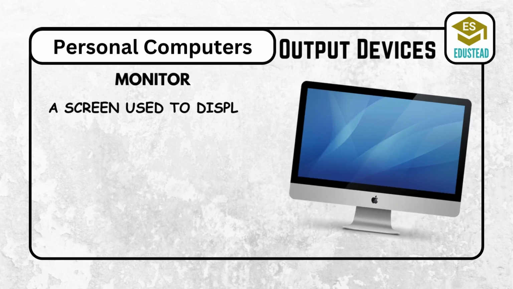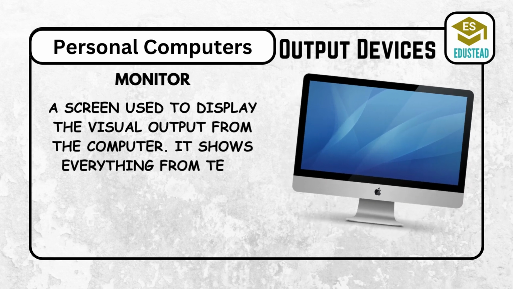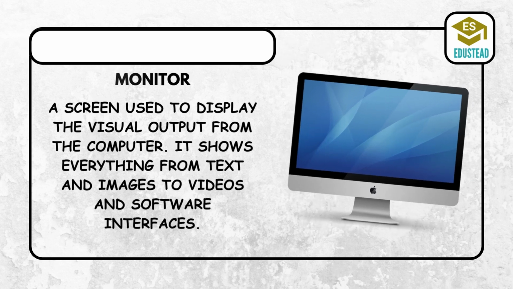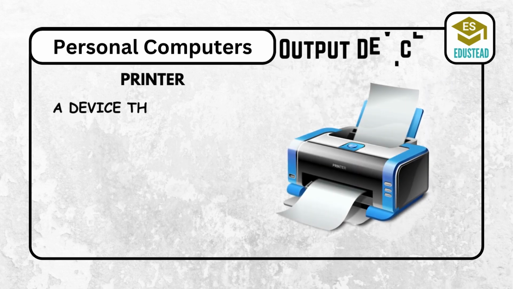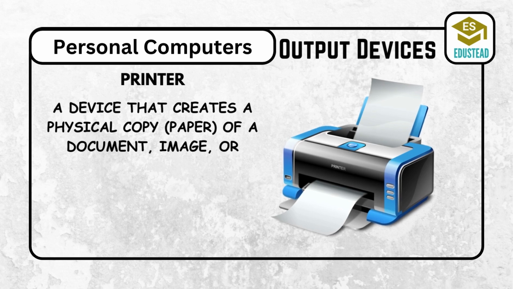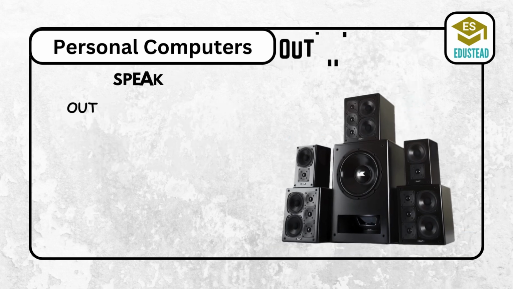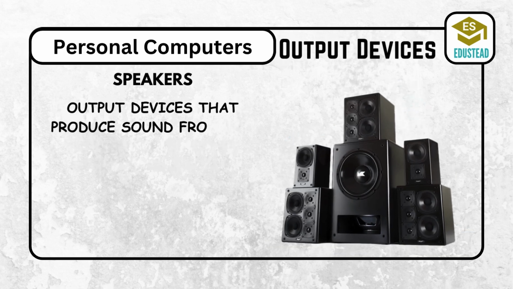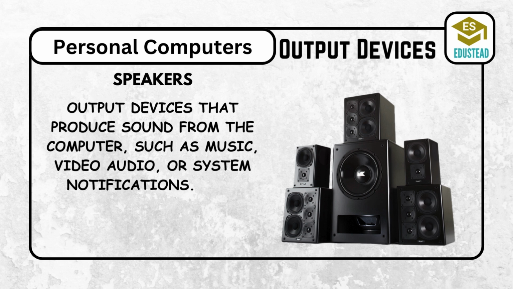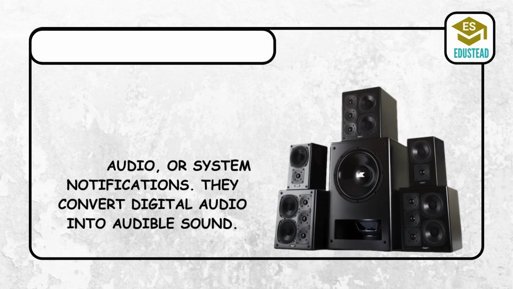Monitor is a screen used to display the visual output from the computer. It shows everything from text and images to videos and software interfaces. Printer is a device that creates a physical copy, paper, of a document, image, or other digital files. Speakers are output devices that produce sound from the computer, such as music, video audio, or system notifications. They convert digital audio into audible sound.